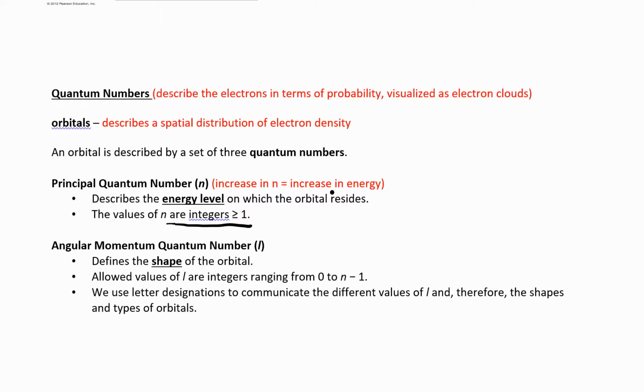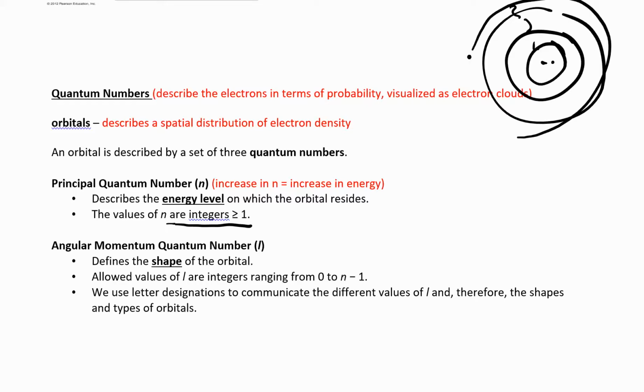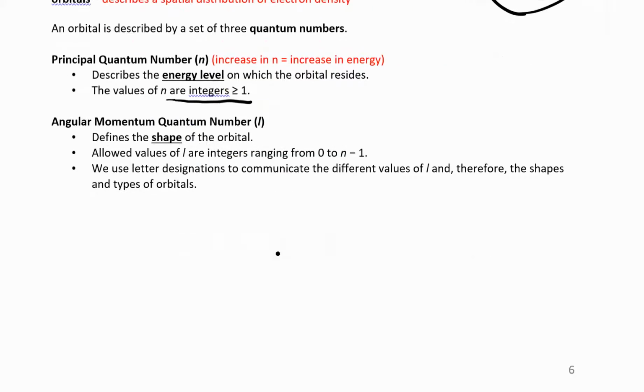Think about energy levels like this: if you had this picture of the atom in your head, this is the nucleus, this is energy level 1, this is 2, 3 would be over there, and 4 would be over here. So the further away you get from the nucleus, the higher energy orbital you're in. Okay, so that's n. The angular momentum quantum number is L. That describes the shape of the orbital. L starts at 0 and goes all the way up to n minus 1. So L is directly related to n.